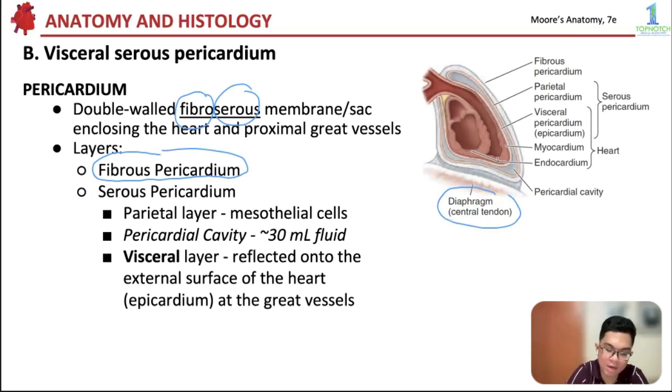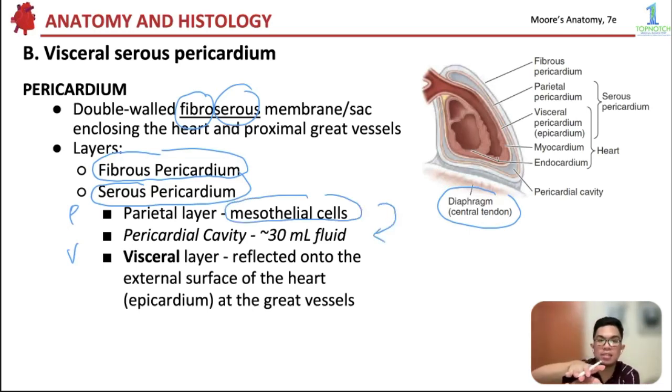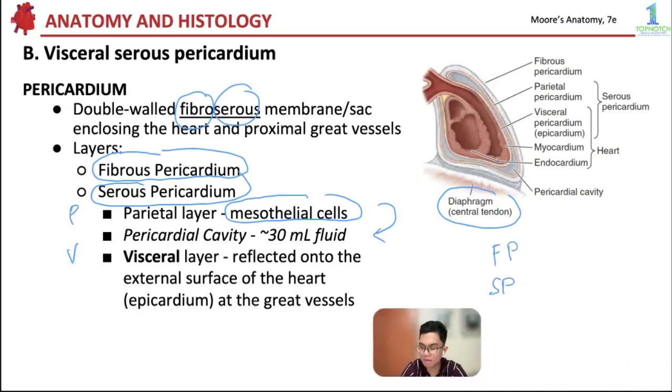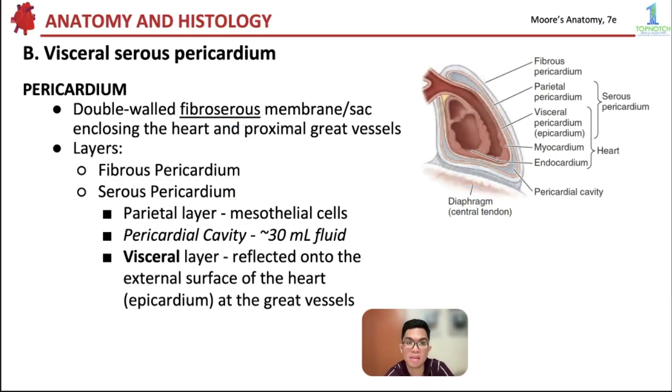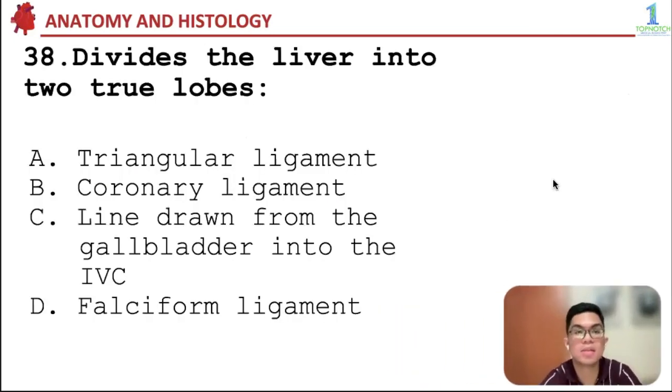And the next is the serous pericardium, which has two sublayers, the parietal and the visceral. So yung visceral, it's immediately surrounding or enclosing the heart. Kaya it's sobrang similar to the epicardium kasi it's reflected onto the external heart, okay? And then the parietal layer is composed of mesothelial cells that secretes fluid. Kaya in between the parietal and visceral layers, there's a capillary layer of fluid within the pericardial cavity, okay? So again, FP, fibrous pericardium, serous pericardium has a parietal and visceral layer, and there is fluid in between, which is the pericardial cavity containing pericardial fluid. Okay?